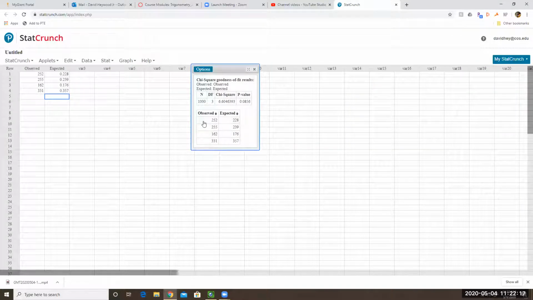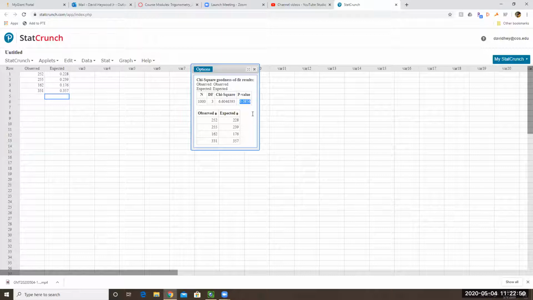And one thing that you'll notice is that it takes your expected proportions and it turns them into expected counts. In this case, it doesn't make a huge difference because our sample size was exactly 1,000, so it was just a matter of moving the decimal places over. But if our sample size had been 250 or something, then these numbers here would have been quite different from these ones. But anyway, the most important thing in this output table is, of course, the p-value, 0.0856.